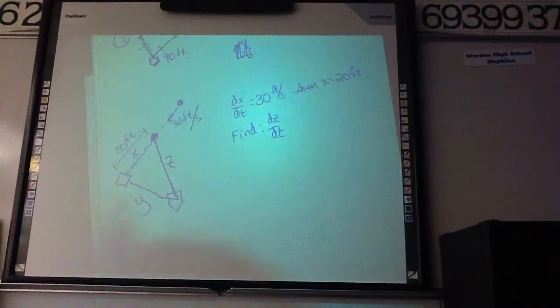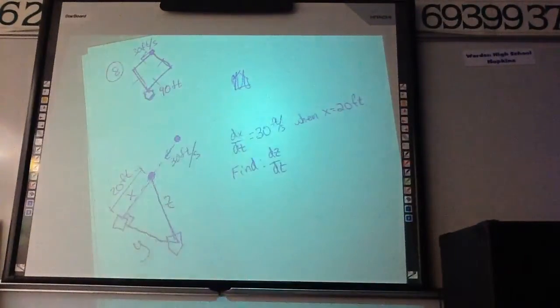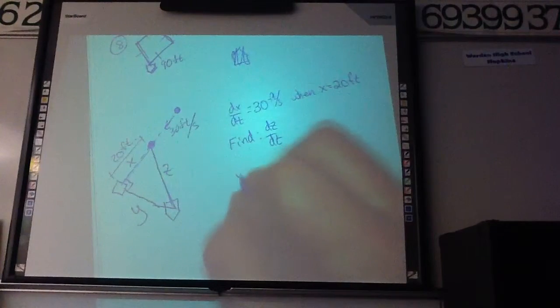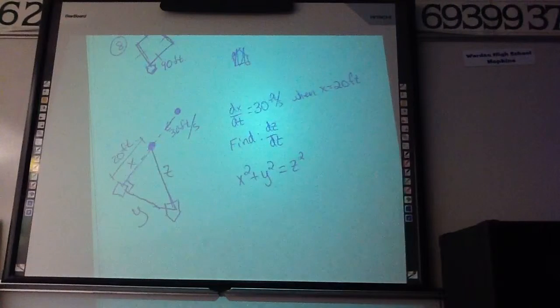What equation are we going to use? The Pythagorean theorem, because we're going to write an equation and take the derivative. It's a right triangle. So we can say x squared plus y squared equals z squared.